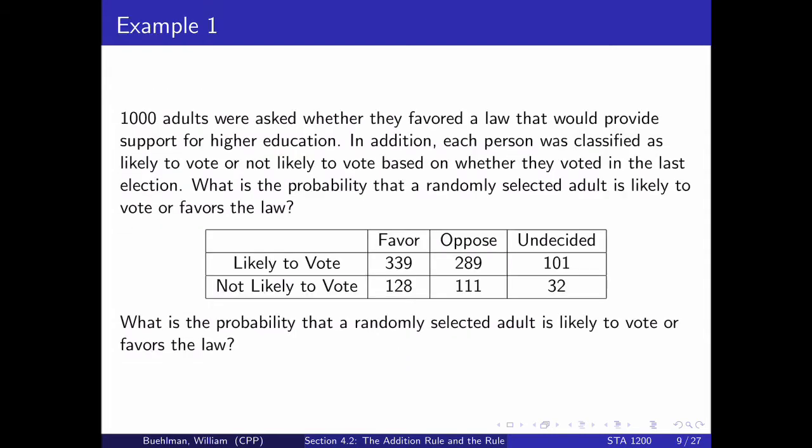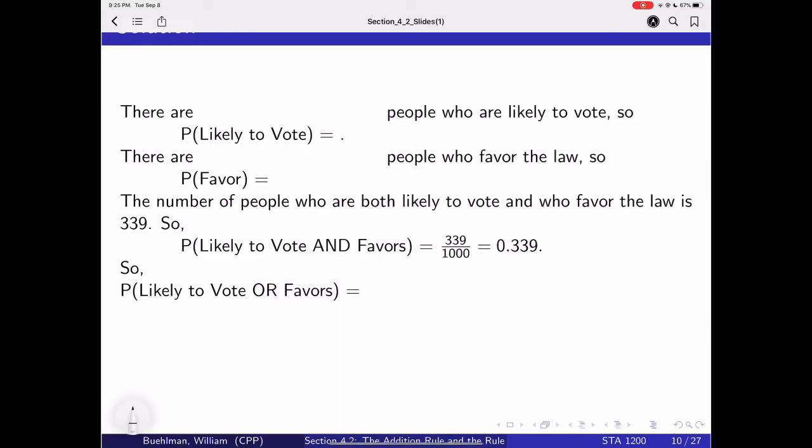Here's our first example. 1,000 adults were asked whether they favored a law that would provide support for higher education. In addition, each person was classified as likely to vote or not likely to vote based on whether they voted in the last election. What is the probability that a randomly selected adult is likely to vote or favors the law? So first we're going to calculate the people that are likely to vote.